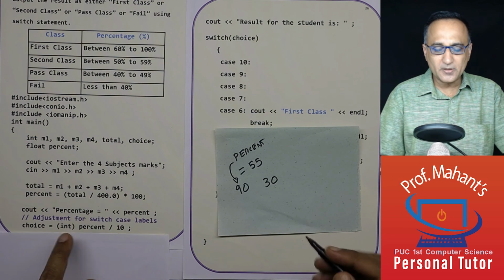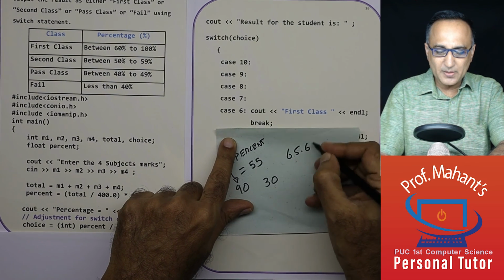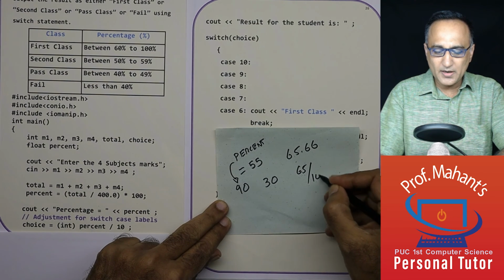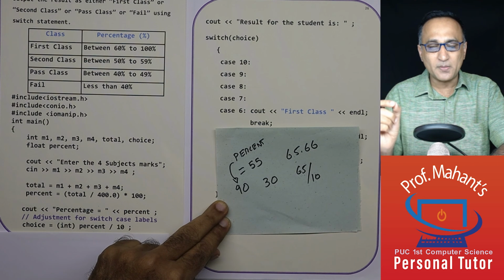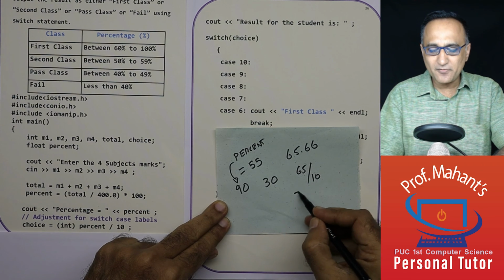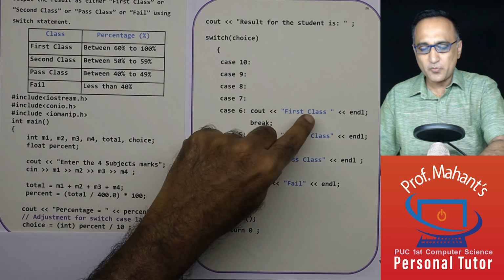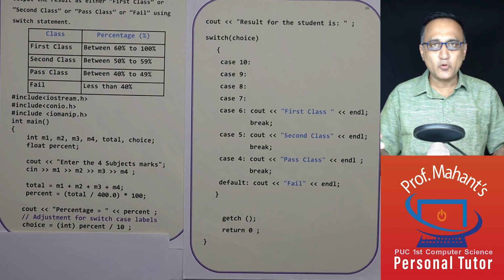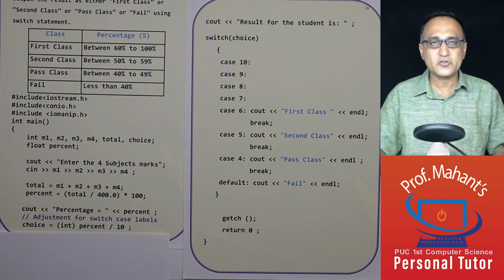Just to explain this particular part, since I'm doing int percent, suppose the percentage is 65.66. Since I'm making it an integer, it will first become 65 divided by 10. Now since both the numerator and denominator are whole numbers, the result of the division is also going to be a whole number. So it is not going to be 6.5, it is going to be 6. Once the choice is 6, I'm going to print first class. Please take a look at this particular program, type it on your own, play around, and that's how you're going to get clarity on the logic and understand the process of working.